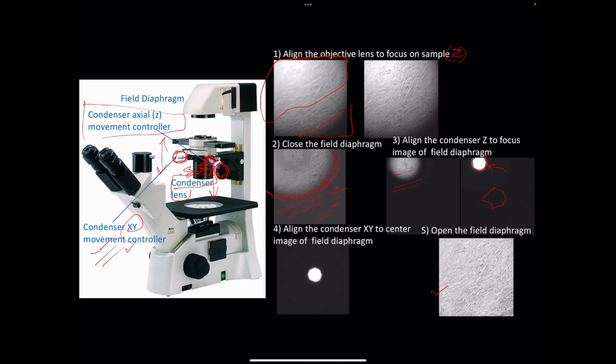So watch this video time and again, master this technique and get beautiful images like this what you see.